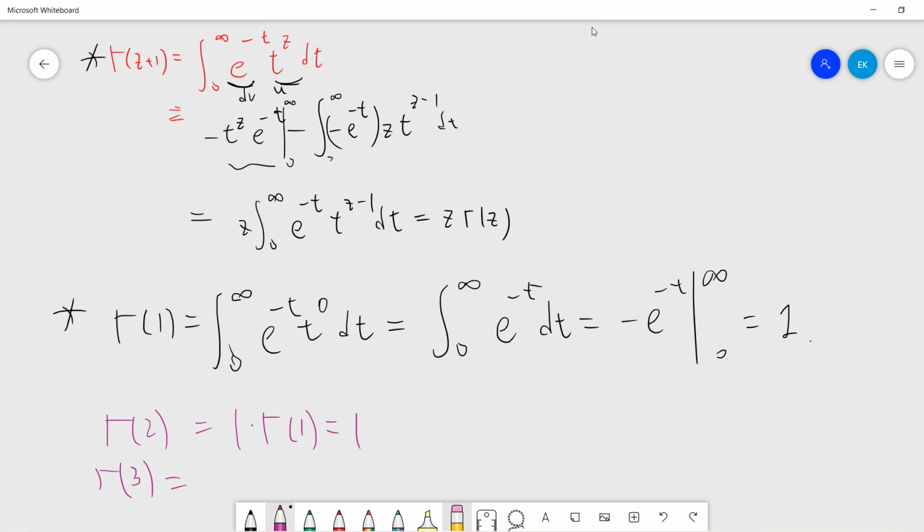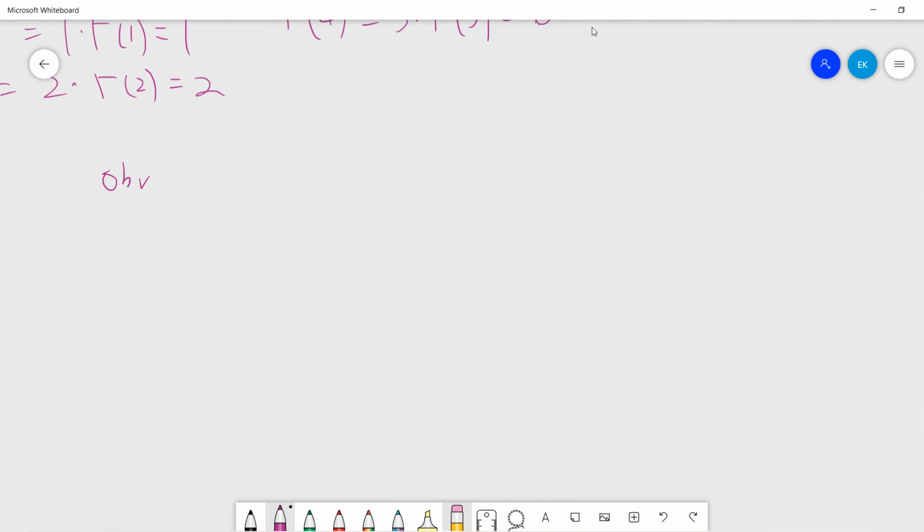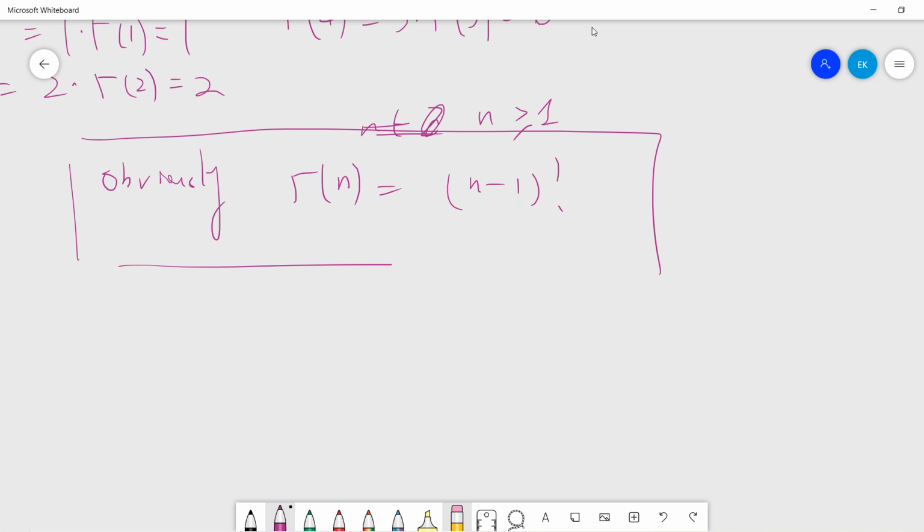Gamma 3 is just 2 times gamma 2, which is 2. And gamma 4 is just 3 times gamma 3, which is 6. So obviously gamma n, when n is a positive integer, should be n minus 1 factorial. So this is another important property.